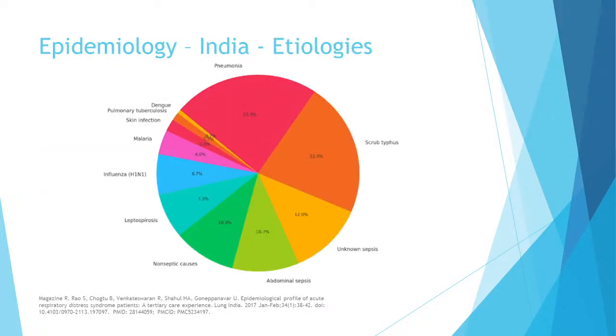This is a pictorial representation of the various etiologies that have led to ARDS in India. Specifically, this data was taken from the study that was conducted in Karnataka. As you can see, pneumonia is still the number one cause, followed by scrub typhus, which you won't be seeing in other countries' literature, or is less likely. Followed by unknown source of sepsis, followed by abdominal sepsis, then broadly non-septic causes, leptospirosis, H1N1, malaria, skin infection, pulmonary TB, which has a very low percentage, and dengue fever.